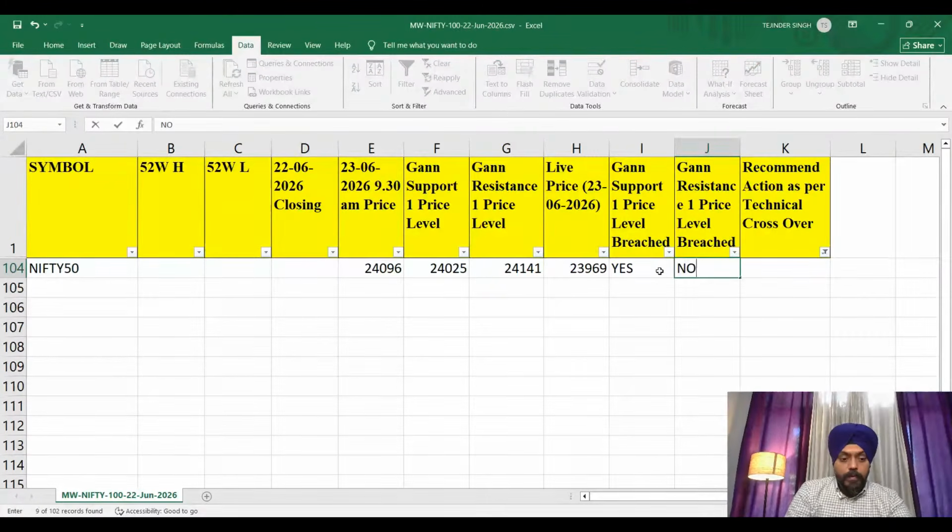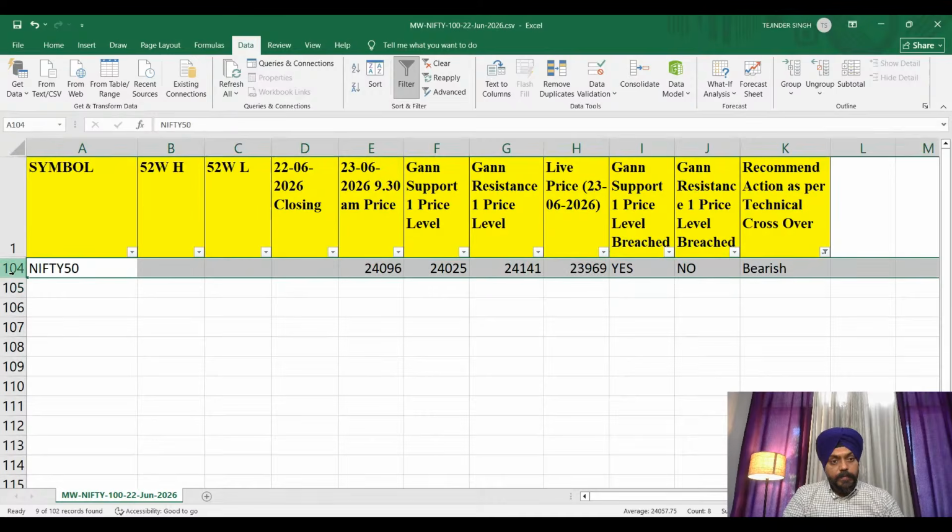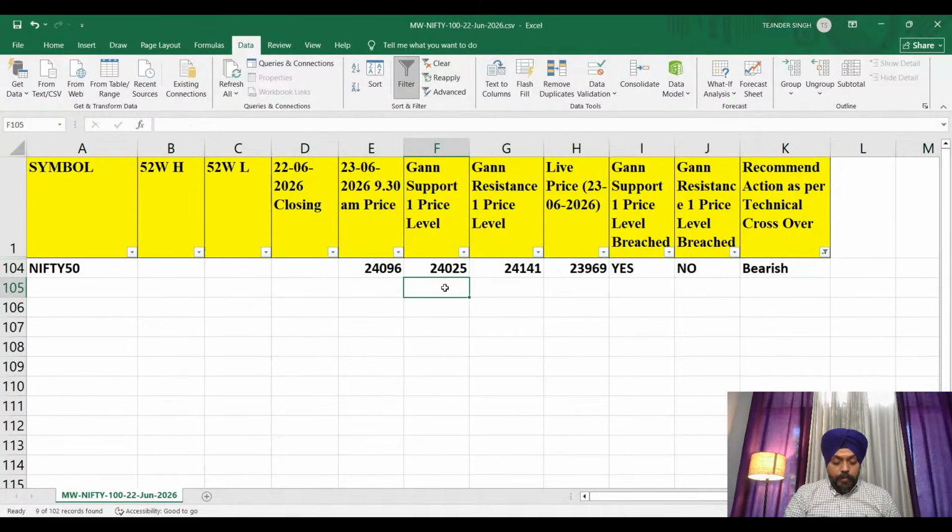Resistance? No. So the temporary stance, as per the Gann square of 9, is bearish. And here, the level you have to watch out for is the support level. The next level is, oh okay, very important update. Live price is 2396, so it has even breached its support level 2.